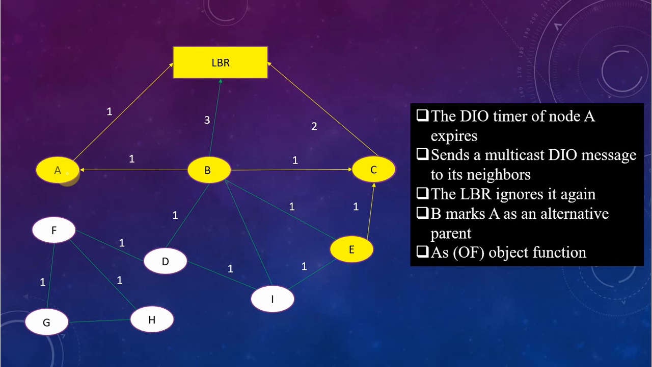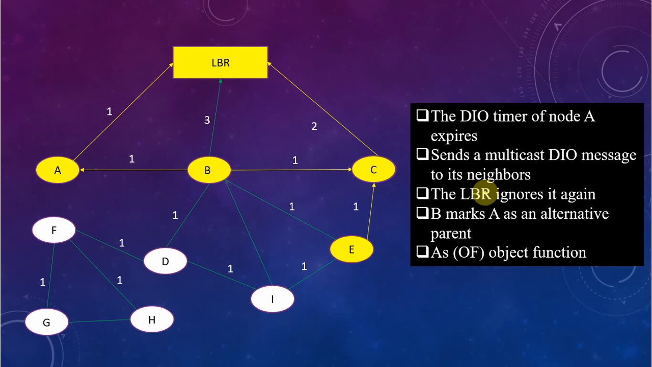The DIO timer of node A expires. So let us say the DIO timer, that is the objective information timer, of A has expired, so it sends a multicast message. It will follow the same procedure as that of C. It will send a multicast message to its neighbors saying that I know a DODAG, so if you want to join, you can. The LBR ignores it as usual because it is coming from a higher ranked node.